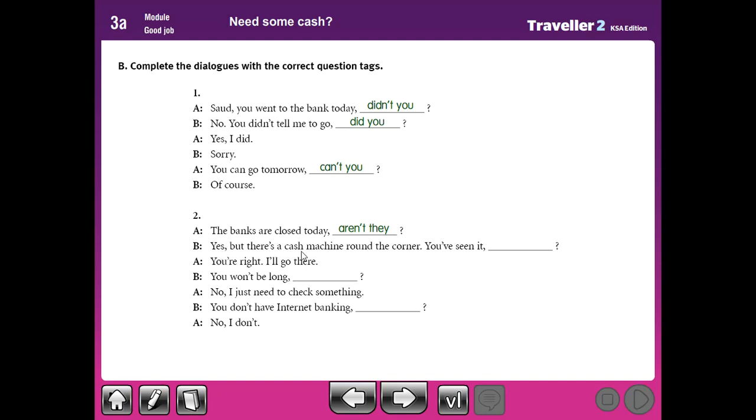B: Yes, but there is a cash machine around the corner. You have seen it. So it will become haven't you. You're right. I'll go there. You won't be long. It's negative. I'll change it into affirmative, so it will be will you? Yes. No, I just need to check something. You don't have internet banking. Don't have, so it will become do you?